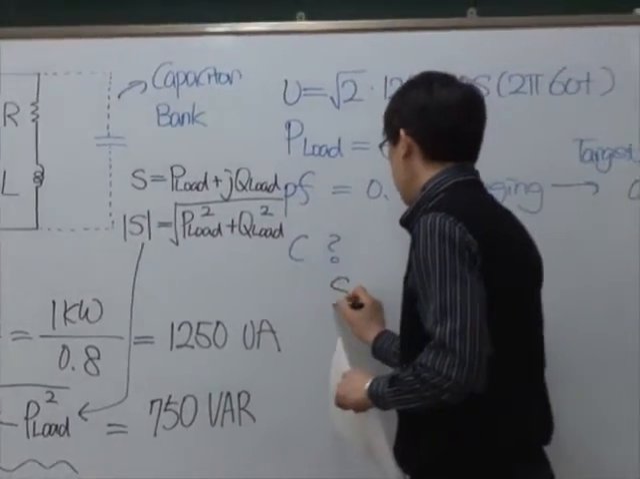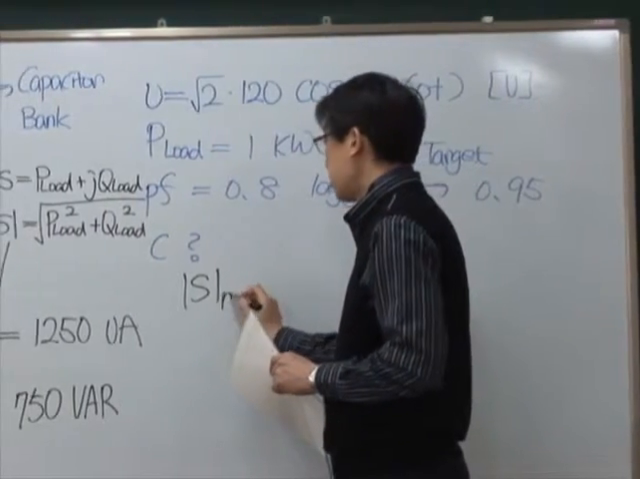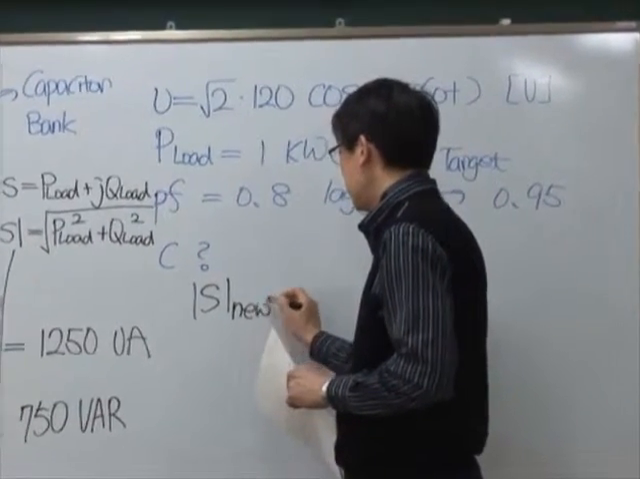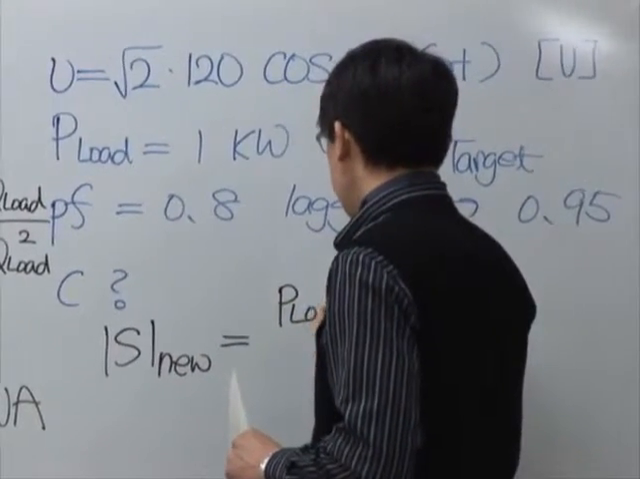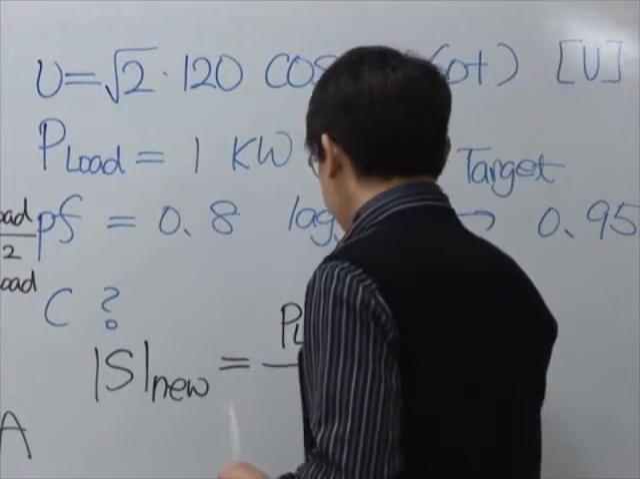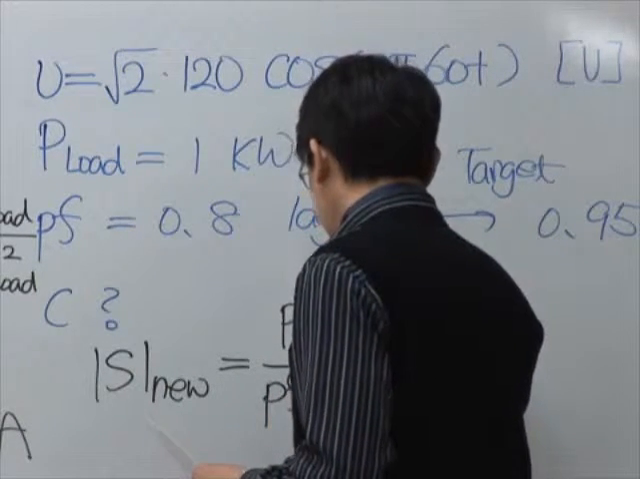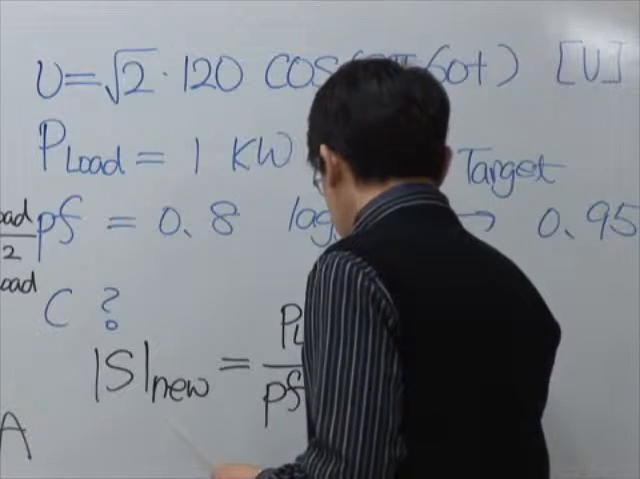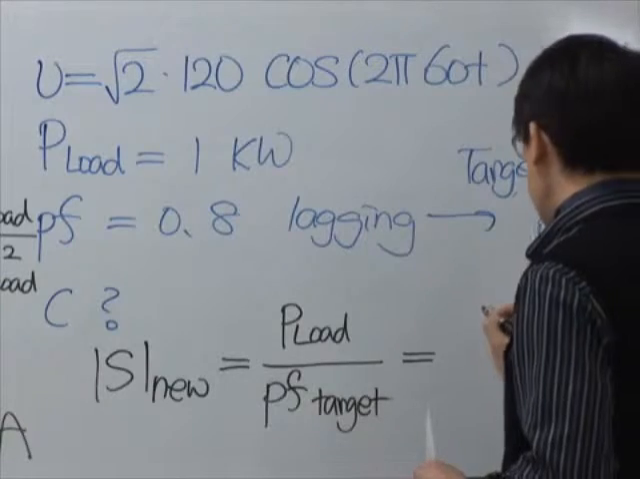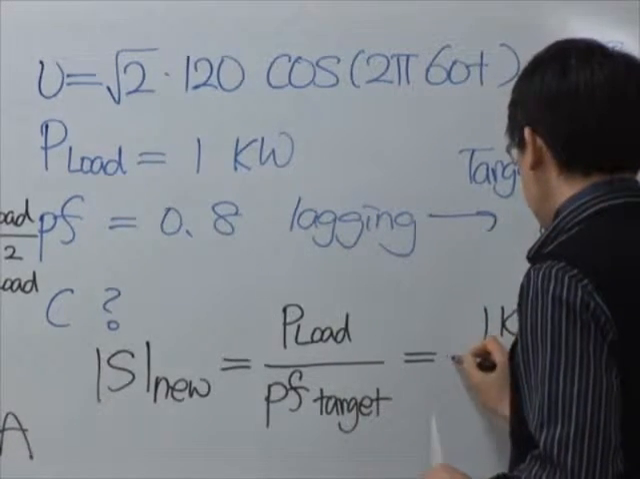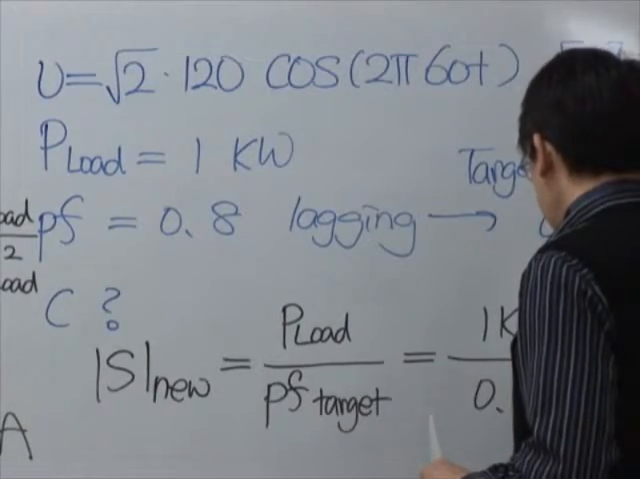And now let's compute the new apparent power, which is P load, 1 kilowatt, divided by the target power factor, 0.95.